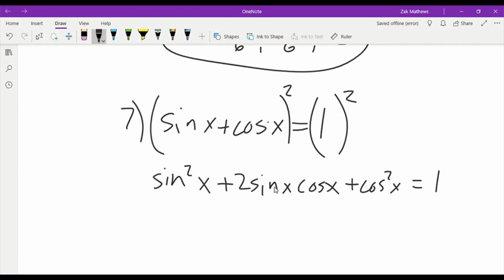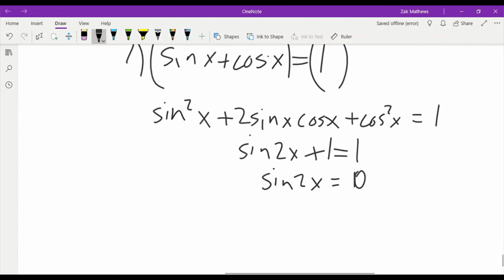So it seems like we're kind of stuck again. We're back with sine and cosine, but sine times cosine is actually really nice, especially when there's a 2 in front. This is our double angle formula for sine. This is sine of 2x. Sine squared plus cosine squared is equal to 1, still equal to 1. So now I have just a linear form of equation. I can isolate the sine and get sine 2x equal to 0.